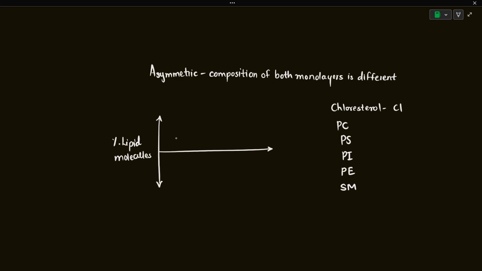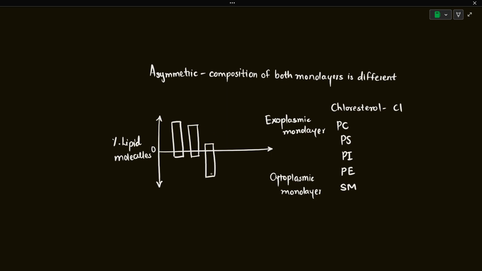So for sphingomyelin, if we start plotting the percentage of lipid molecules, that would show a graph like this. The graph above the zero on the axis shows the exoplasmic monolayer, while the panel below, the lower leaflet, is the cytoplasmic monolayer. Then the phosphatidylcholine would have a graph something like this. The phosphatidylserine, something like this. This is ethanolamine. Let me just redraw this. This will be phosphatidylinositol, and this is how a cholesterol bar plot will look.